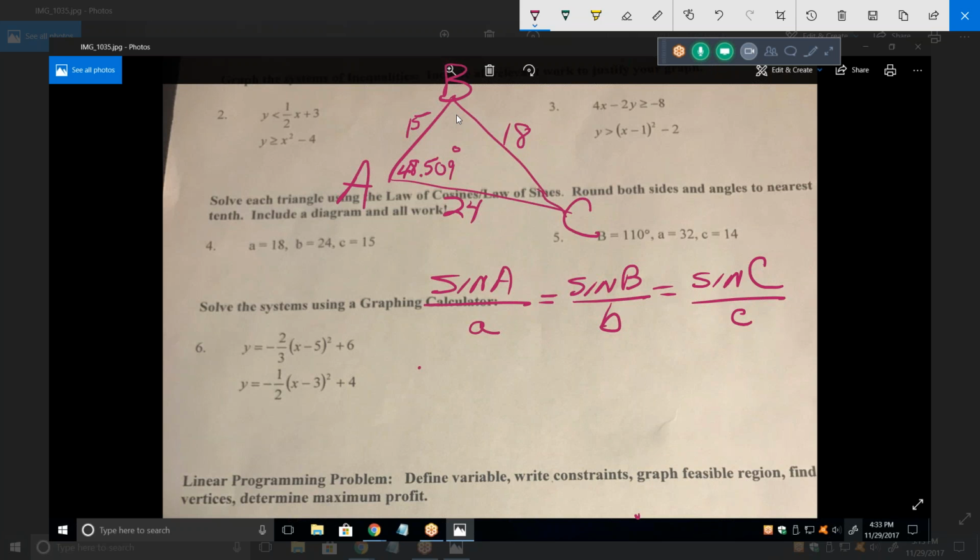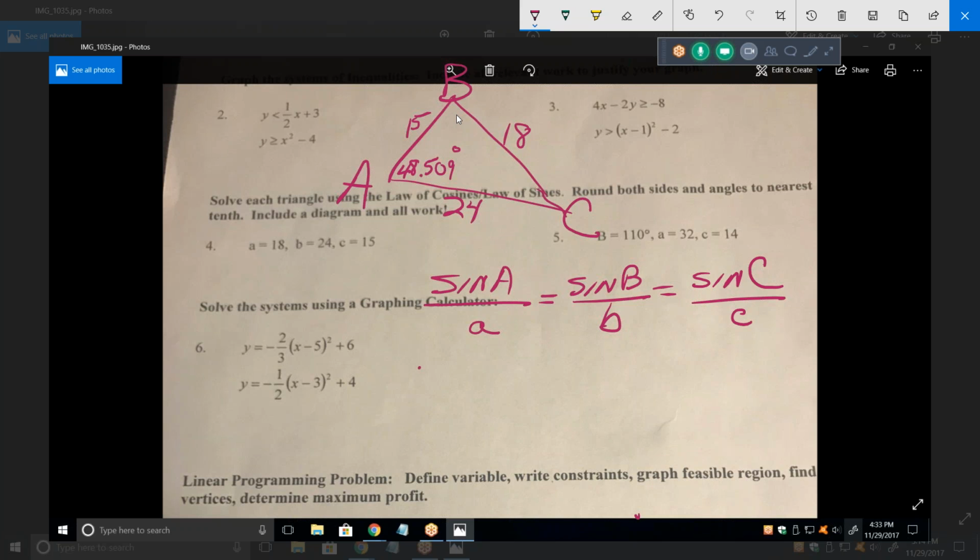Incidentally, it also works in reciprocal. In other words, a over the sine of A is equal to little b over the sine of big B. I can flip everything as long as I flip them both. I can't flip just one of them. It's a subtle thing. Every now and then it'll be a little easier if you do flip it, but just know that you can do it. It's just as valid. Okay, so what's my next step?